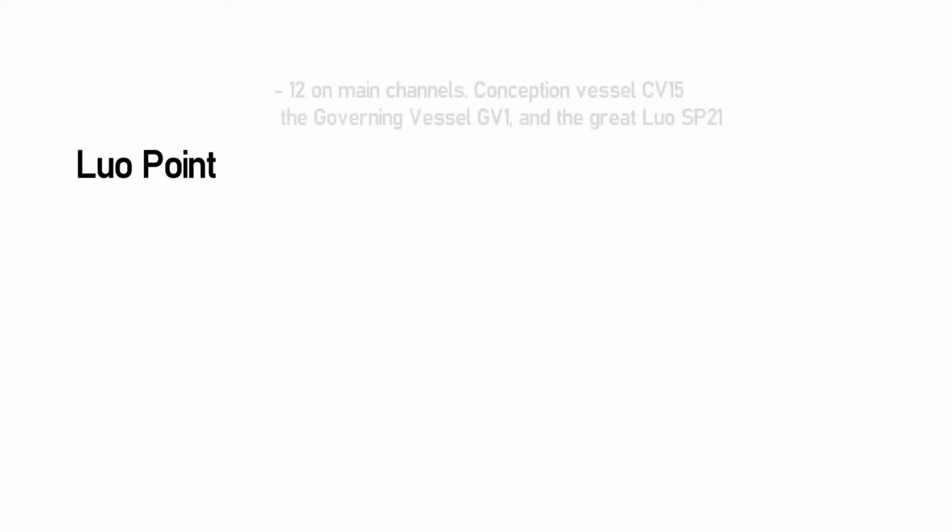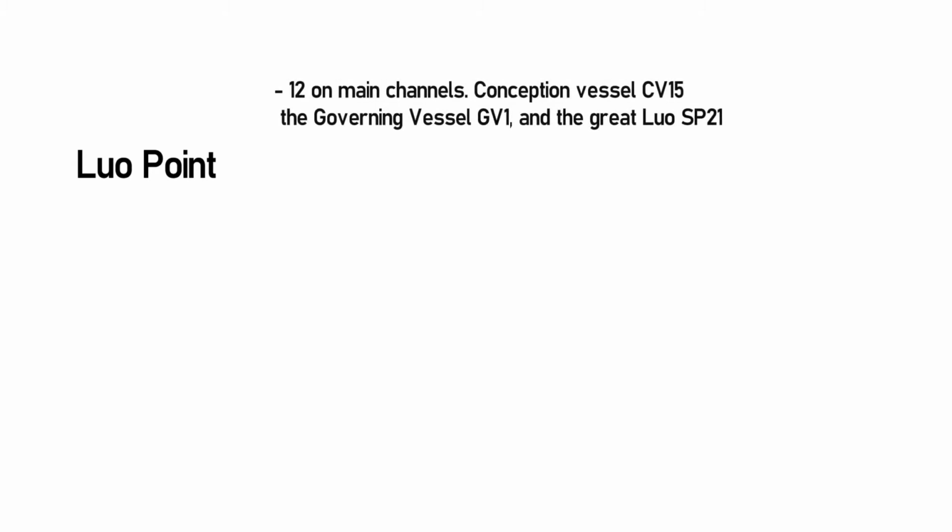Let's take a quick look at Luo point and Source point separately. Luo points. There are 15 Luo points, 12 on main channels, plus 1 for the conception vessel, CV15, 1 for the governing vessel, GV1, and 1 for the Great Luo, spleen 21.